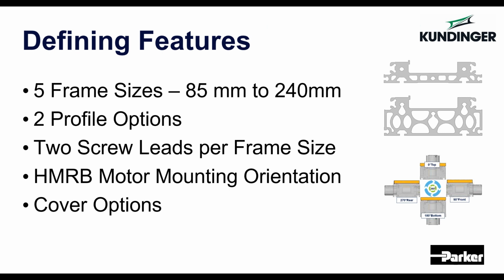A big advantage to the HMRB is the motor mounting orientation. So you can see by that image, you can choose anywhere in 90-degree increments, 360 degrees around that actuator to place that motor. So if you have a height constraint at the end, put the motor out to the side. If you have a width constraint, you can put the motor up or down.